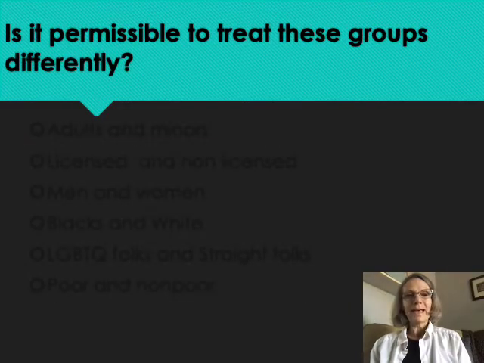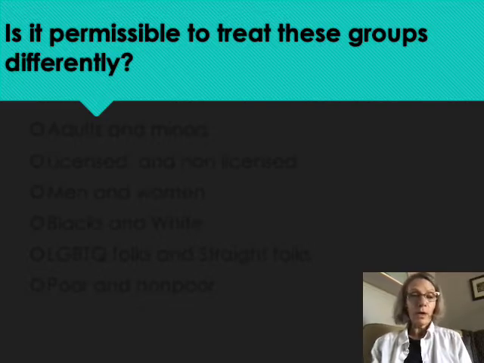So what do you think? Is it permissible to treat these groups differently? Let's take a look at the groups, then I want you to pause the video and take a moment and ask yourself, with these groups, where do you feel that there are really no or very little grounds that are justified to treat these groups of people differently?